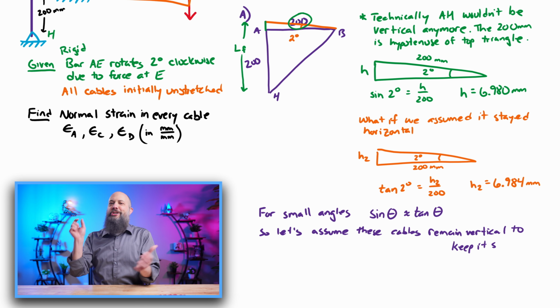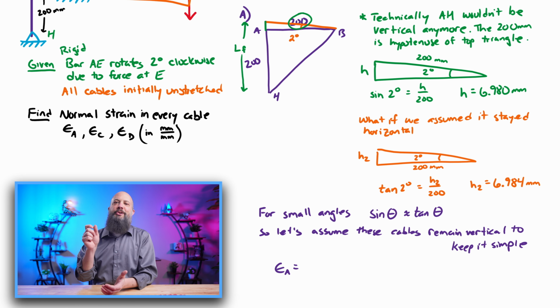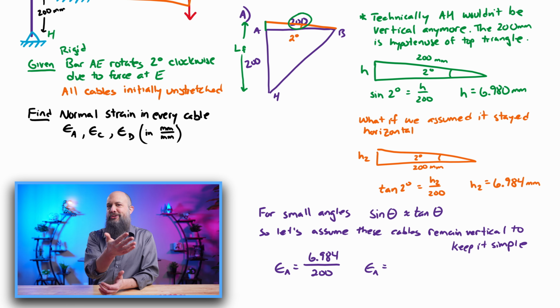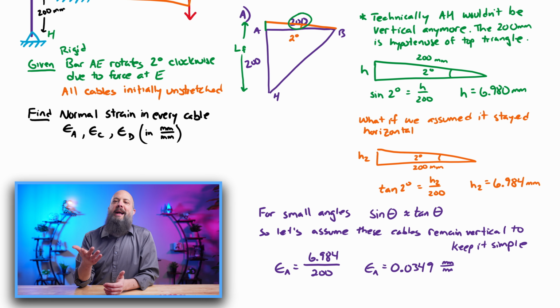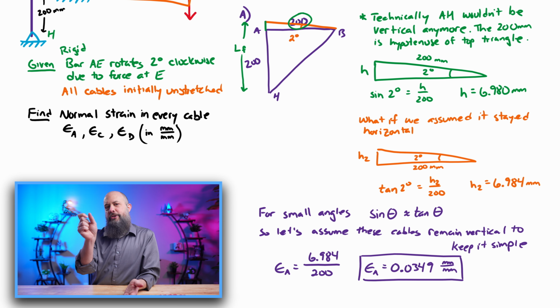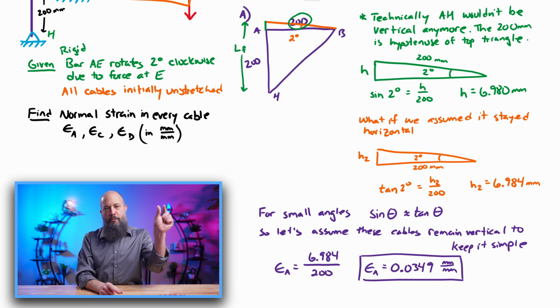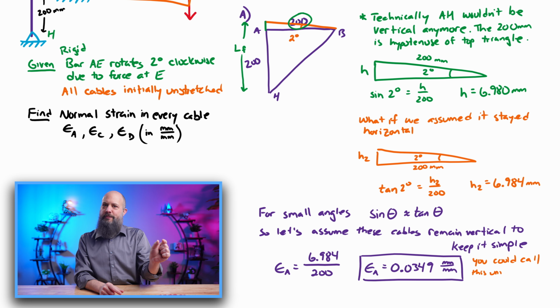So easy game, change in length over 200. We're using the 6.984, the one we got from tangent, assuming that it stays horizontal and vertical, 0.0349. I'm calling the units millimeters per millimeter because the numerator is millimeters and the denominator is millimeters. Now, you could call this unitless if you want. The millimeters and the millimeters, they cancel out.